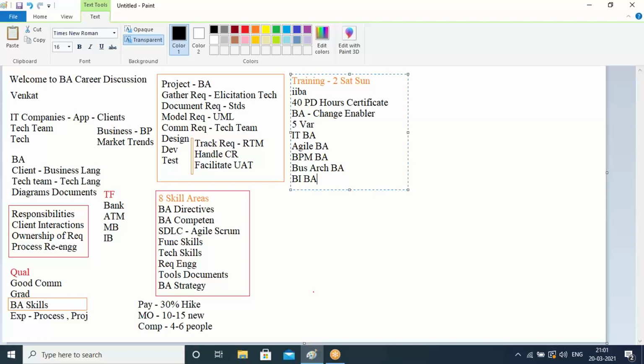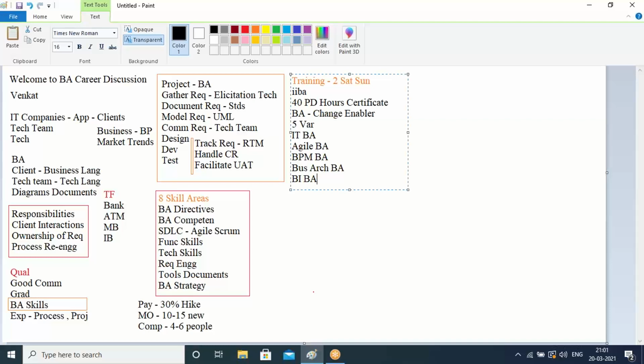Okay, which data these managers are using, what sort of data they're using, and with this data what sort of reports they are going to generate, and based on these reports, what decisions they're going to make. All this comes under business intelligence, business analysis.